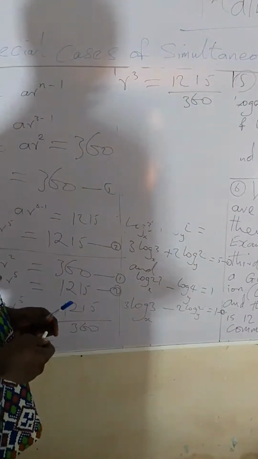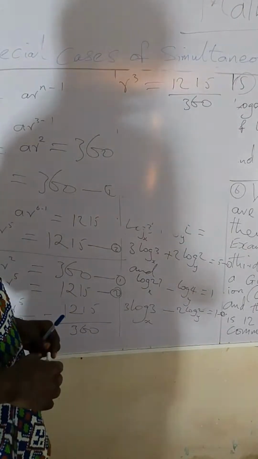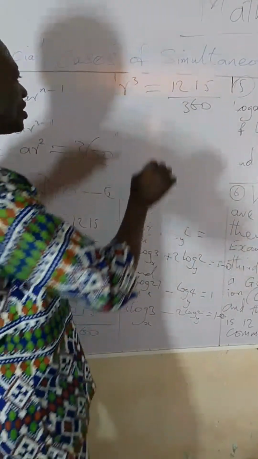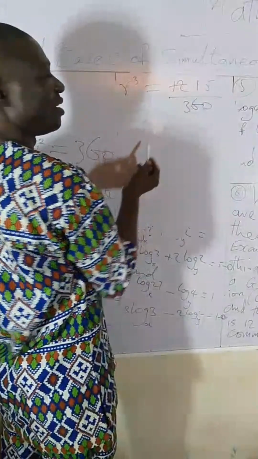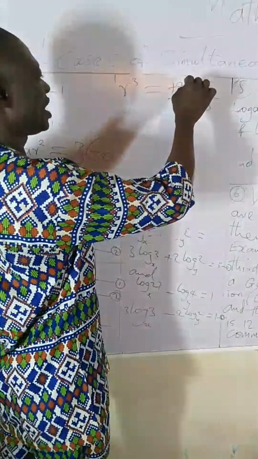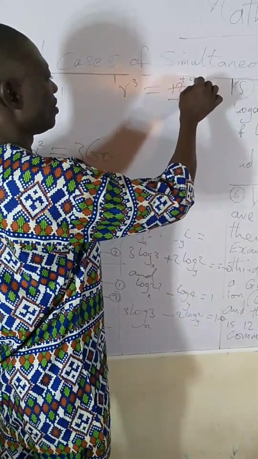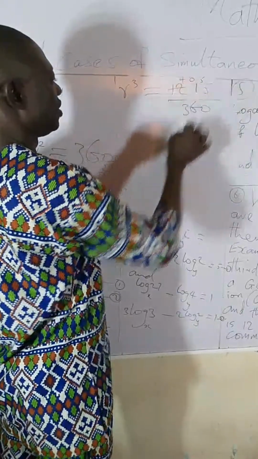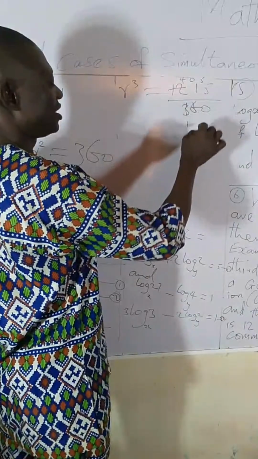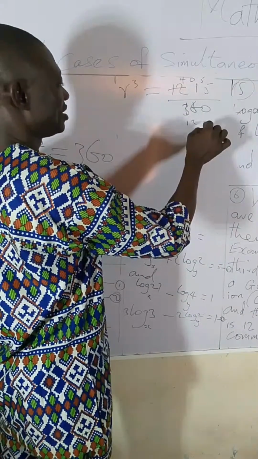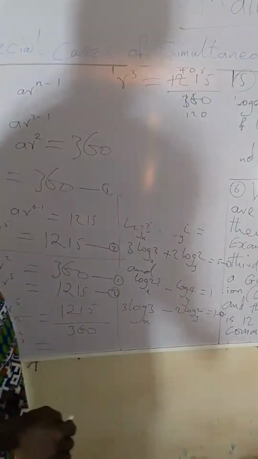And we know that 3 can divide both of them. When we use 3 to divide, what do we get? We have 4. Use 3 to divide 1,215, we get 405. Use 3 to divide 360, we get 120. So now we have 405 over 120.